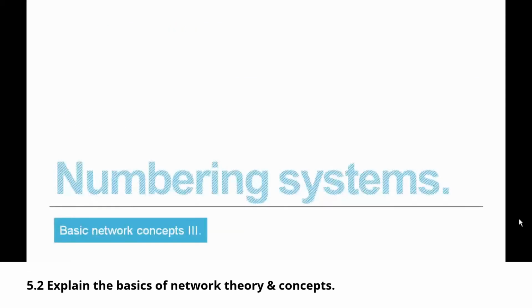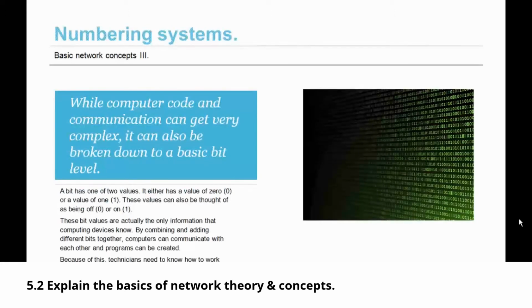I'm going to begin by talking about numbering systems. While computer code and communication can get very complex, it can also be broken down to a basic bit level. A bit has one of two values. It either has a value of 0 or it has a value of 1. These values can be thought of as being either off, which is a 0, or on, a 1.